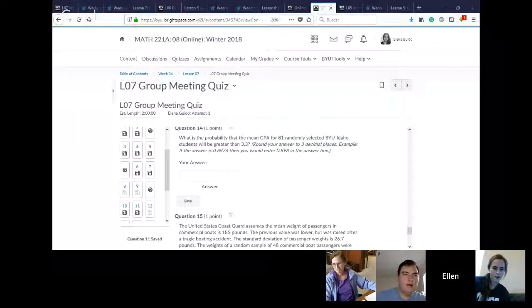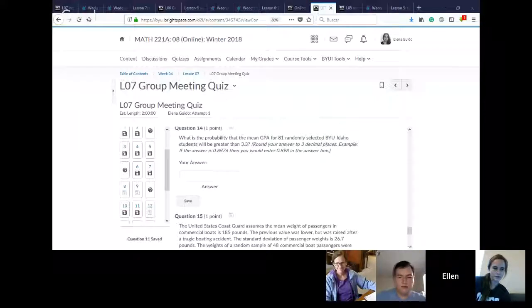Okay, I can read 14. What is the probability that the mean GPA for 81 randomly selected BYU Idaho students will be greater than that? So do 1 minus 0.005, 0.995. Yeah, that's what I got. Me too.